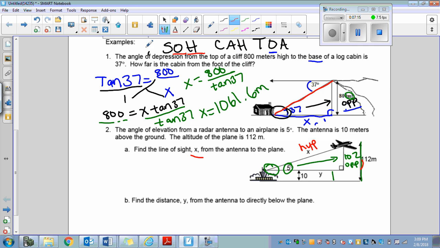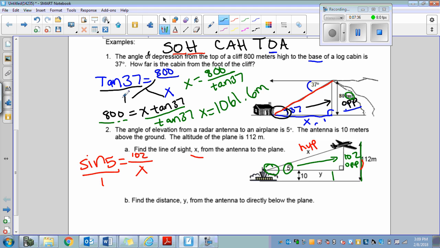We know this is sine. So sine of what degrees? 5 degrees equals, opposite comes first on sine. It starts with O first, so opposite is 102 divided by hypotenuse, which is our X.